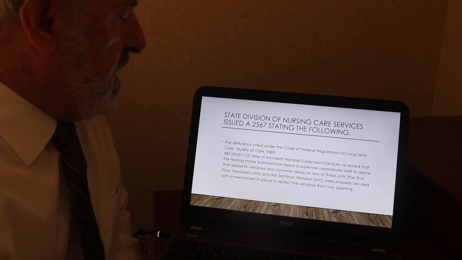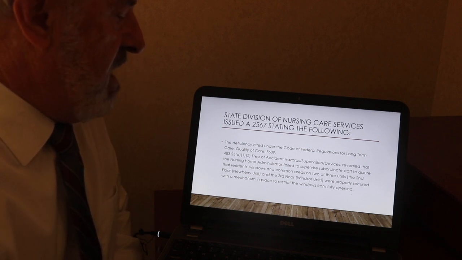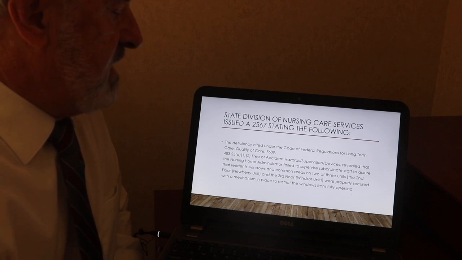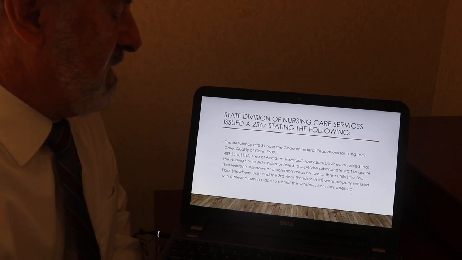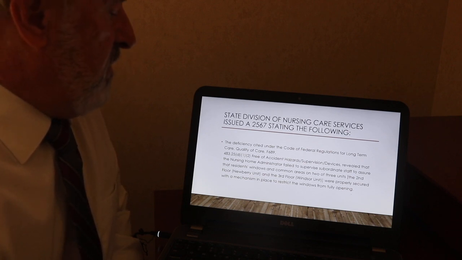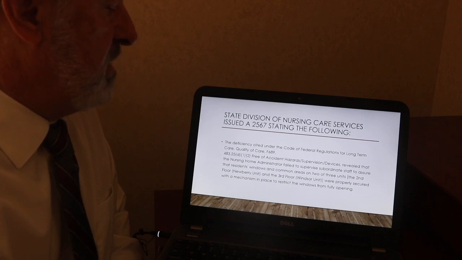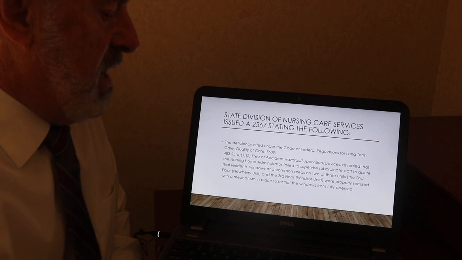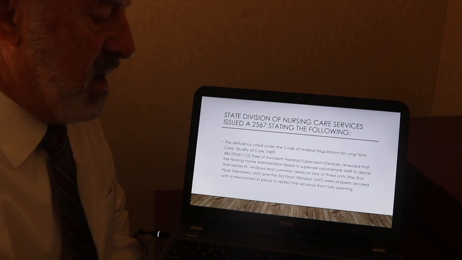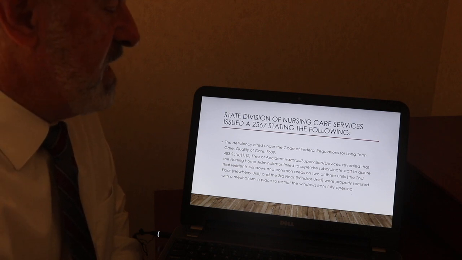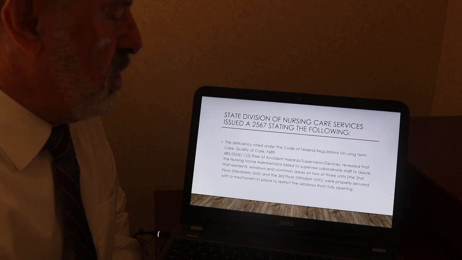This is F689. It states that the facility will make certain that the resident environment is free of accident hazards. Supervision devices revealed that the nursing home failed to supervise subordinate staff to assure that the resident windows and common areas of 2 units were secured. This actually had to do with a resident who had emotional distress, and there was fear that this resident would elope.